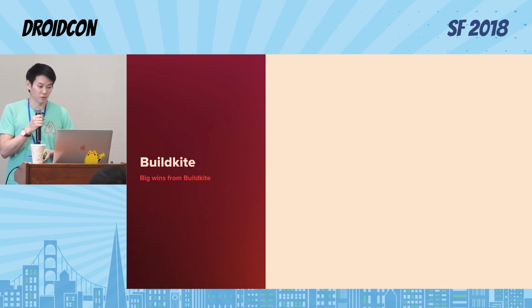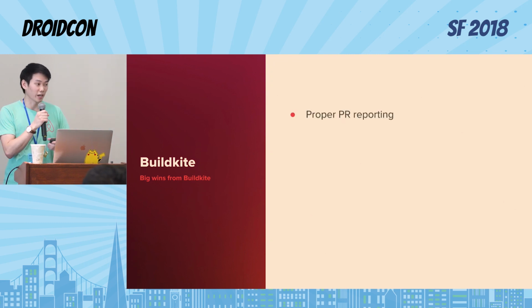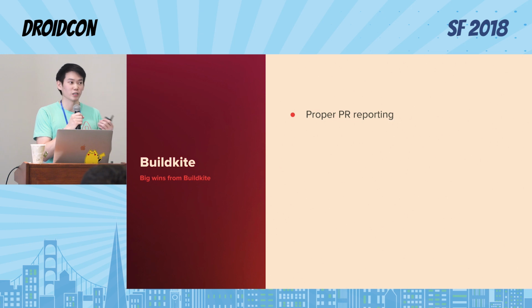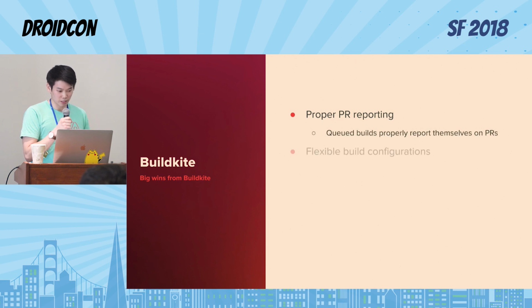Cool, so what are the big wins from Buildkite for us? Like I mentioned, that PR reporting thing worked great with Buildkite. If your build was queuing, even if nothing was ran yet, it would show on GitHub, it was yellow, and people stopped merging on top of master.